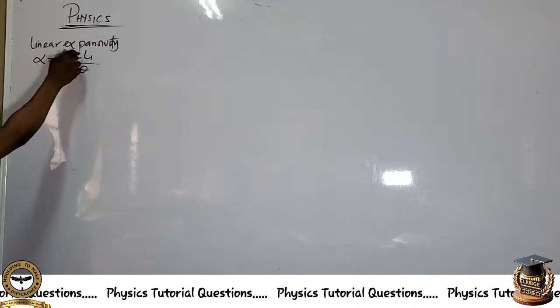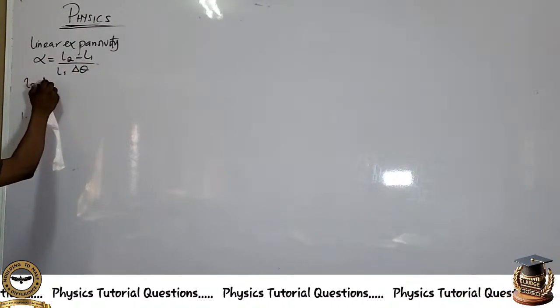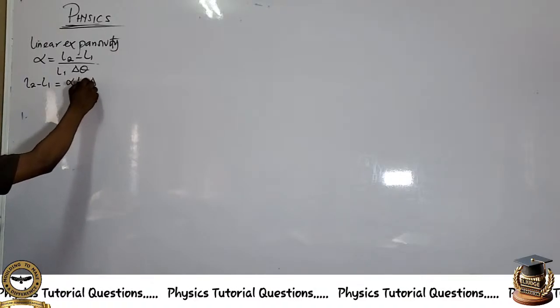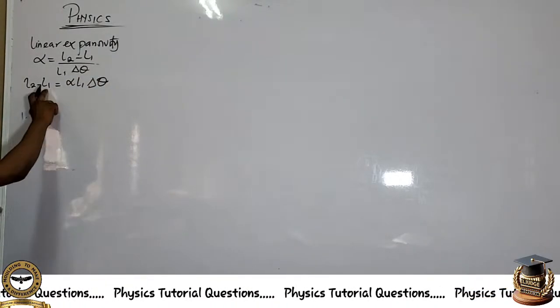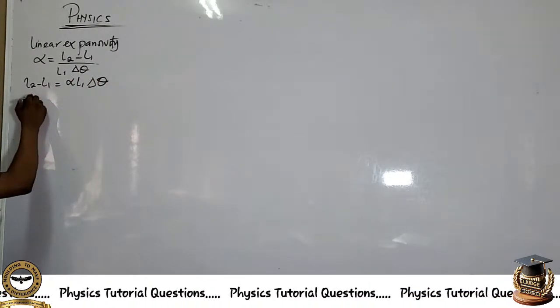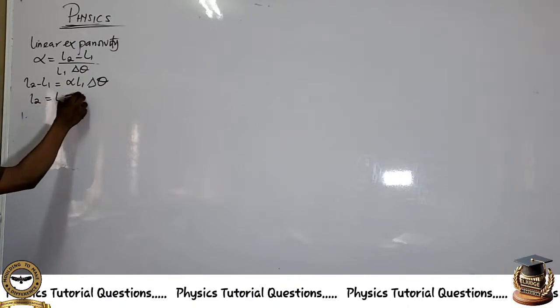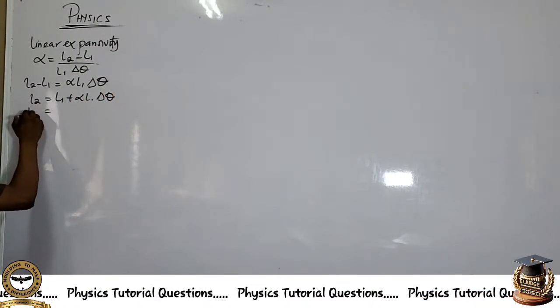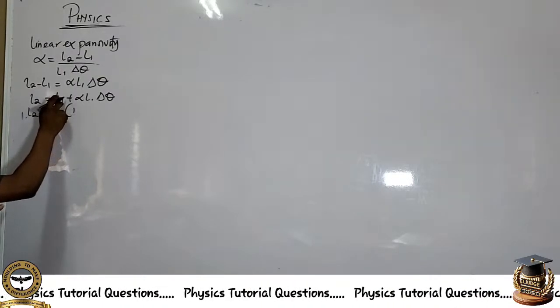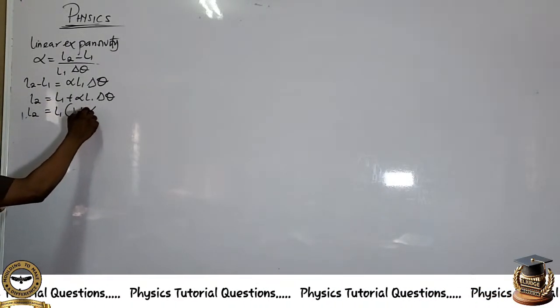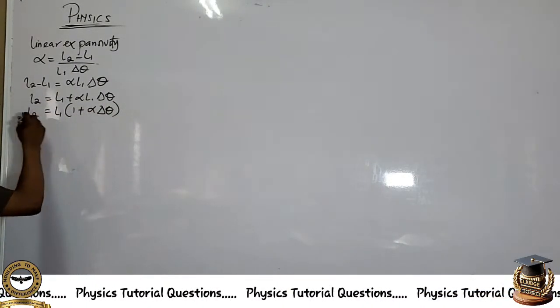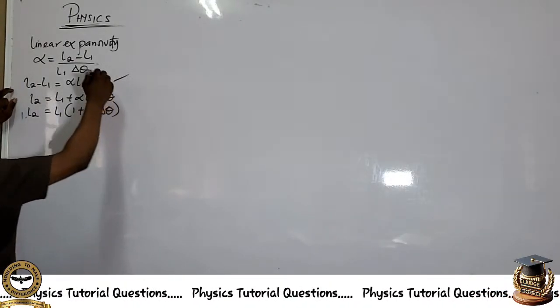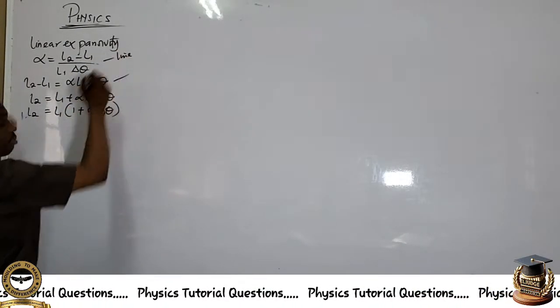rise. Then making this the subject of the formula, we have L2 minus L1 equals alpha L1 delta theta. Then we take this L1 to this side, we have L2 equals L1 plus alpha L1 delta theta. Bringing this together, we have L1 into 1 plus alpha delta theta. So this is the formula for linear expansivity.